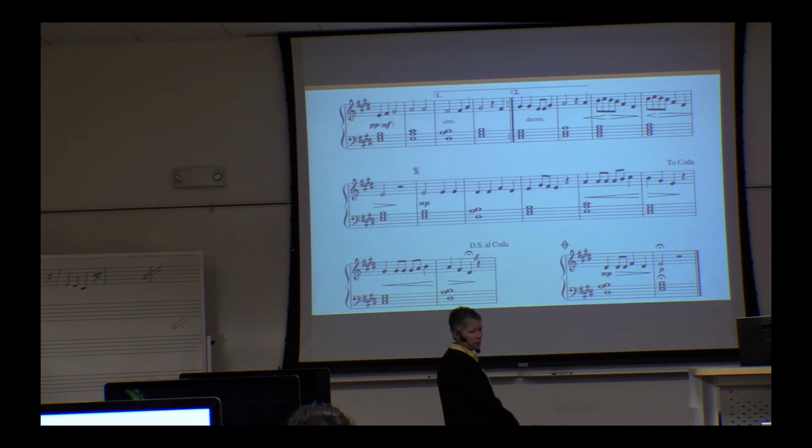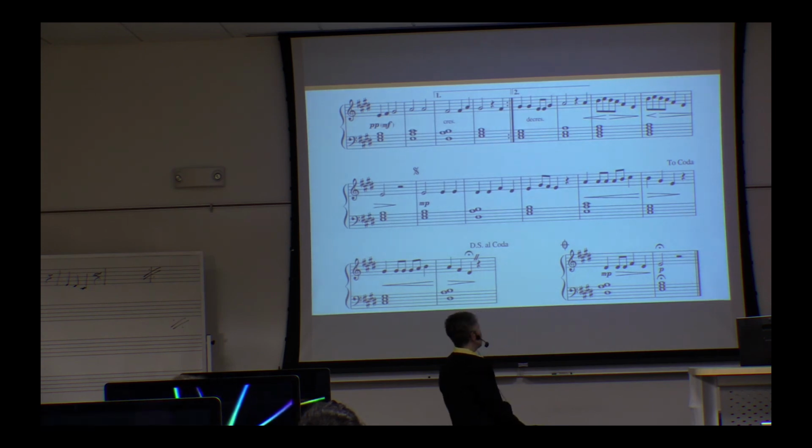Now on a piano, I can't control. Once I strike, it starts to decay. I can't really control the decrescendo, it's doing it automatically. Moving on. Mezzo piano. Going to crescendo a little. Decrescendo. I'm not going to the coda yet. I'm not there.